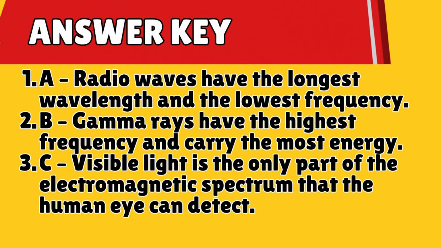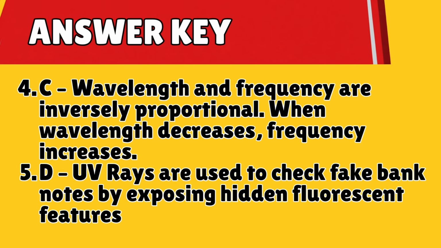Number 3, the correct answer is C. Visible light is the only part of the electromagnetic spectrum that the human eye can detect. Number 4, it's C. Wavelength and frequency are inversely proportional. When wavelength decreases, frequency increases. And number 5, the correct answer is D. Ultraviolet rays are used to check fake banknotes by exposing hidden fluorescent features.